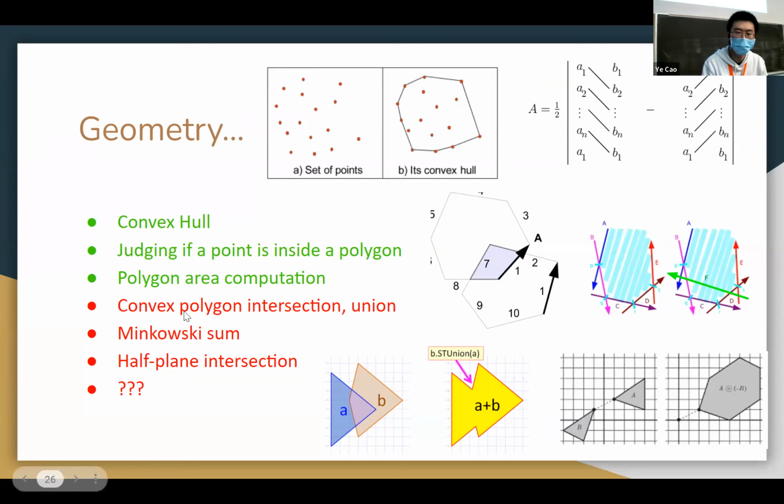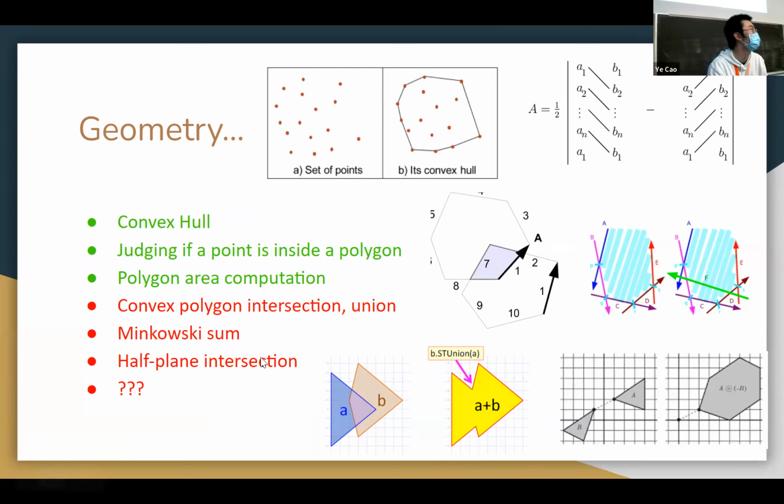Here comes the more advanced geometry routines, convex polygon intersection and union. If I have two convex polygons, what is their intersection? As shown here. What is their union? As shown here. Minkowski sum, which is, if you take all pairs of points inside two polygons and you add them, the set you get is what I call the Minkowski sum of the two polygons.